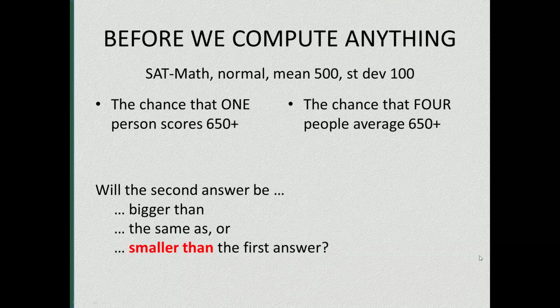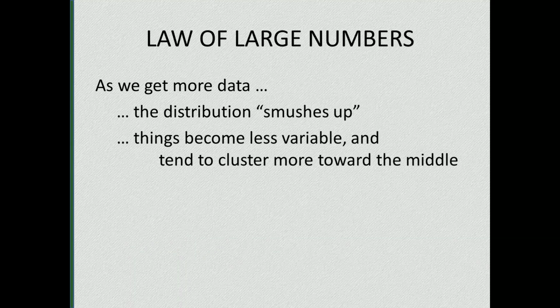It's going to be smaller. Why? Think about things. Remember, the law of large numbers says that as we get more data, the distribution smooshes up. Things become less variable. There's more chance of winding up close to the middle, less chance of winding up out in the tails.